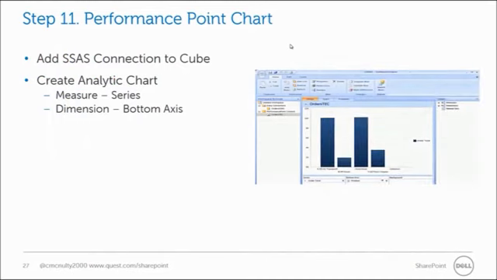The SharePoint side is relatively easy. Using a tool inside of the Business Intelligence Center, I'm going to create a new PerformancePoint object called an analytic chart. To do that, I create a connection to the cube that I just created, and then in the chart, it's relatively straightforward. I'm going to define a measure, which is going to be my data series, and in this case it's going to be the total dollar value of the orders, and then whatever dimension I want to start grouping by, I'm going to put along the bottom axis. That'll give me a chart.